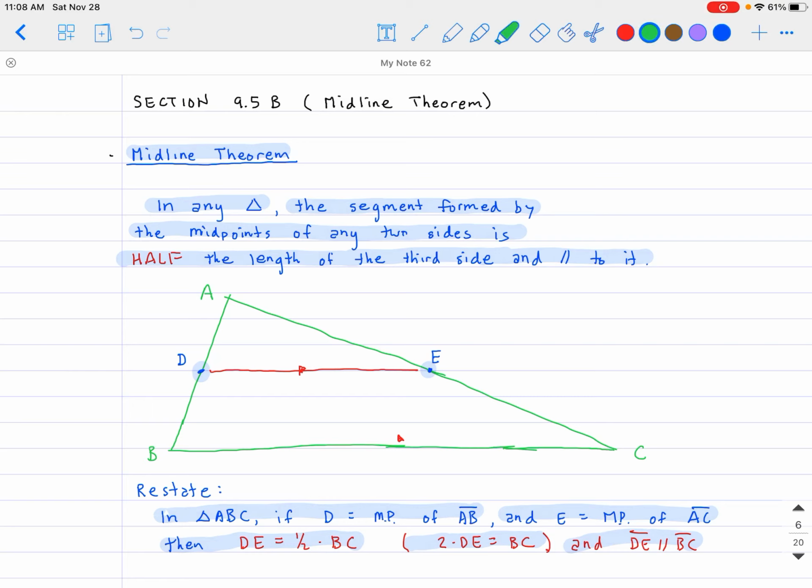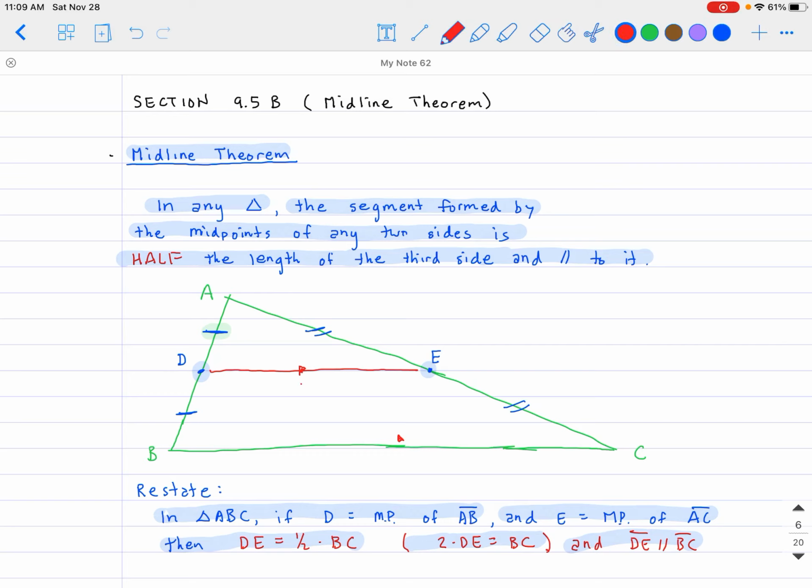First off, what I like to do is put in some marks according to what's given. We know that D is the midpoint of AB, so let me use a different color pen. We know that AD right here should be congruent to DB right here because of the definition of midpoint. In addition, AE is congruent to EC because, again, definition of midpoint.